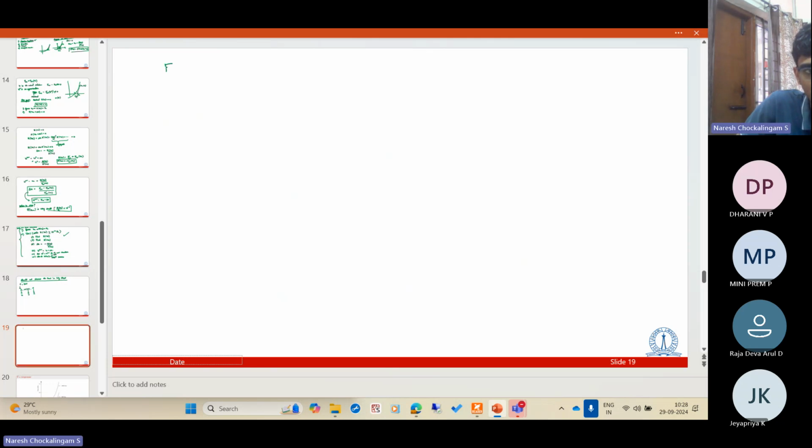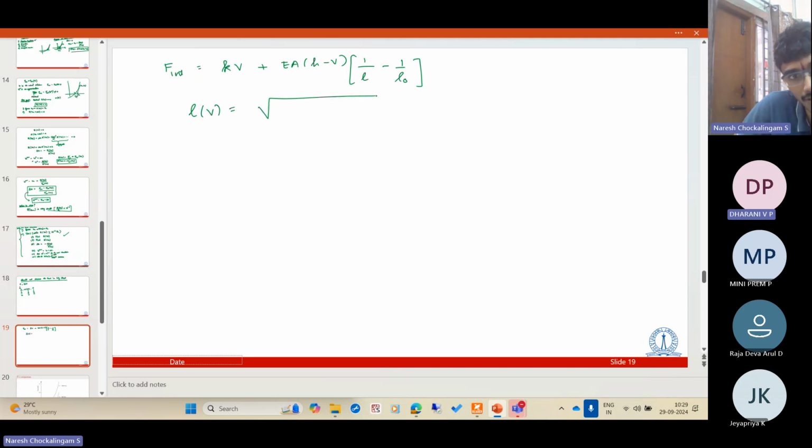So what is our F internal? It is kV plus EA into (H minus V) into (1 by L of V minus 1 by L0). L of V is the square root of V square plus (H minus V) the whole square. Now R dash of V is minus F internal dash of V.